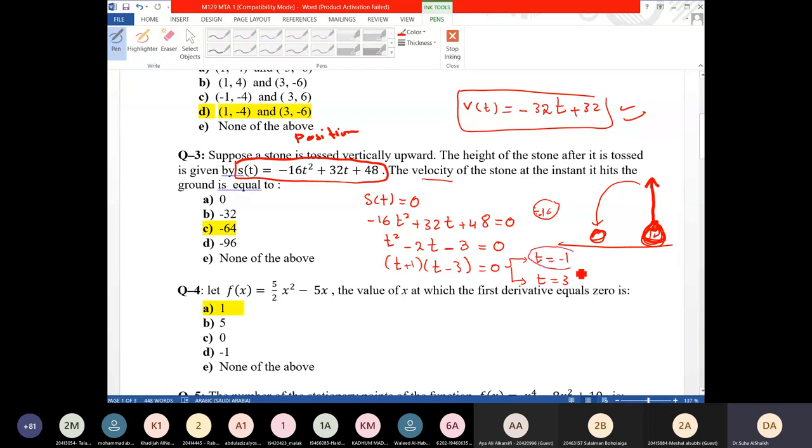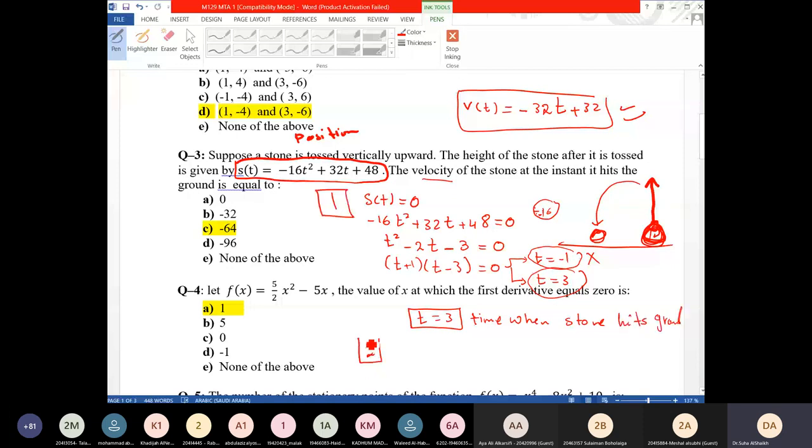Now one of the solutions is acceptable, one of them is not. Does it work for the time to be negative? Does it work with t equal to minus 1? No. We cancel this part. So we take t equal to 3. This is the time, I mean, when the stone hits the ground. This is part 1 of the solution.